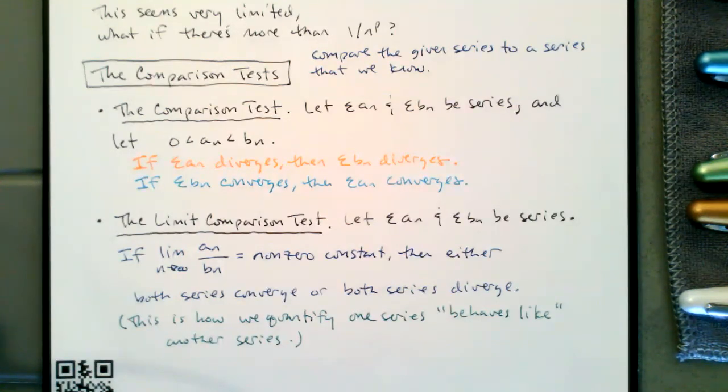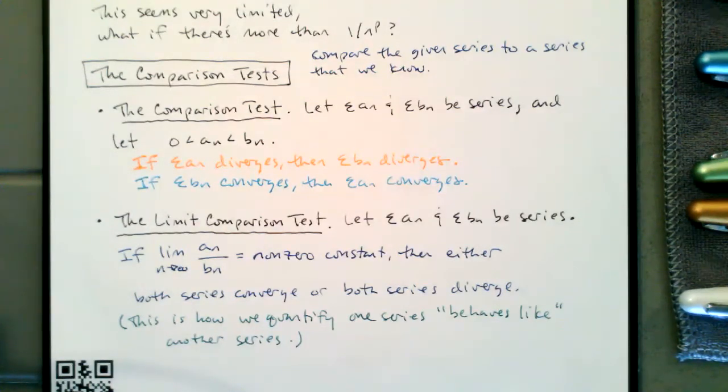In the direct comparison test, we have to have this direct comparison. There has to be a smaller one and a larger one. And so we want to see either the smaller one blowing up the larger one or the larger one containing the smaller one. But really what's going on is that we're trying to get one to behave like the other.